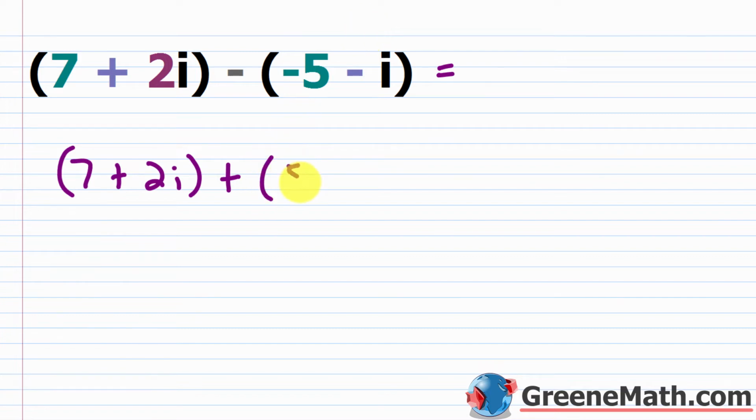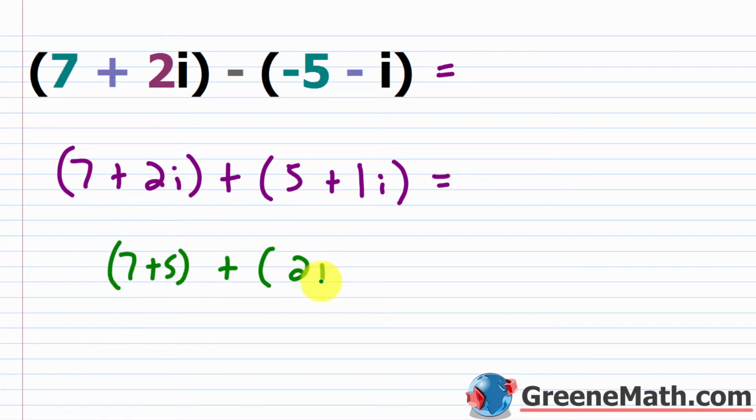So I'm going to change this to positive 5, and I'm going to change this to positive. I'm going to write a 1 and then times i. Remember, if something's hanging out by itself like x, you can put a 1 in front as the coefficient, okay? So now I can just add. So this will be 7 plus 5, okay? And then plus, you're going to have 2 plus 1, okay, and then times i. So this gives me 12 plus 3i as a result.